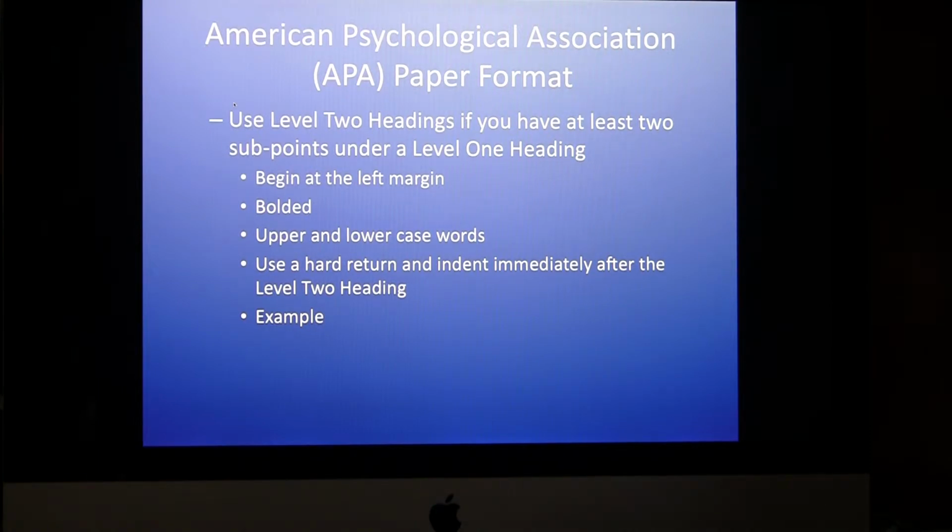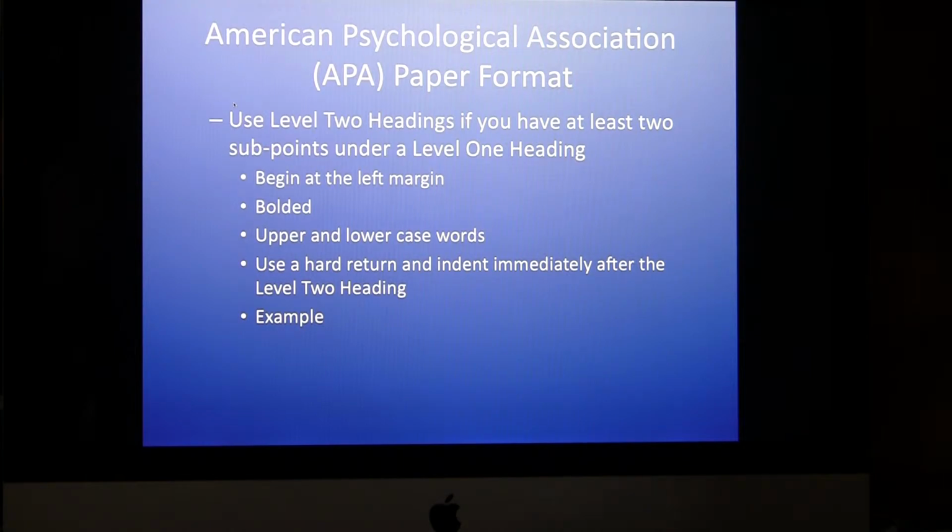So there are level 1, level 2, level 3, level 4 kinds of headings. And it's important to realize that if you're going to use a level 2 heading, you must have at least 2 subpoints under a level 1 heading to be able to do that according to the APA standards. So a level 2 heading begins at the left margin. It's not centered on the page, it begins at the left margin. It is bold. We do use upper and lowercase words. And we use a hard return and indent immediately after the level 2 heading.